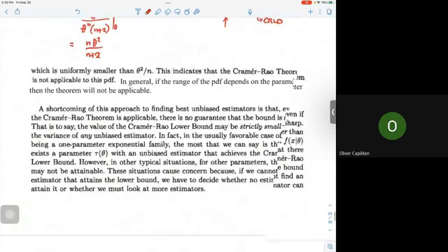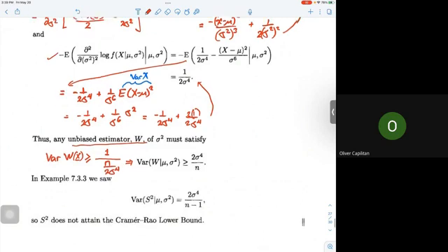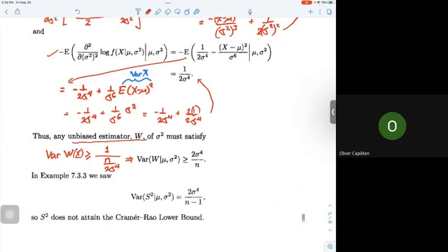So we have here equal to N over 2 sigma to the 4. So this implies that the variance of our estimator is greater than or equal to 2 sigma to the 4 over N. Okay? So ito yung ating Cramer-Rao lower bound in this case.